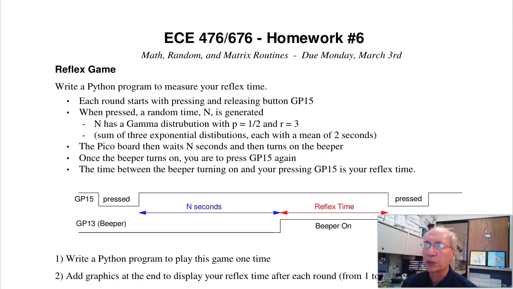Here are solutions to homework set number 6 for ECE 476. This homework set looks at using math functions, random functions, and the matrix library with the Raspberry Pi Pico. So the goal of this assignment is to build a little reflex game, plot your reflexes, use the least squares curve fit to draw a line through the data.